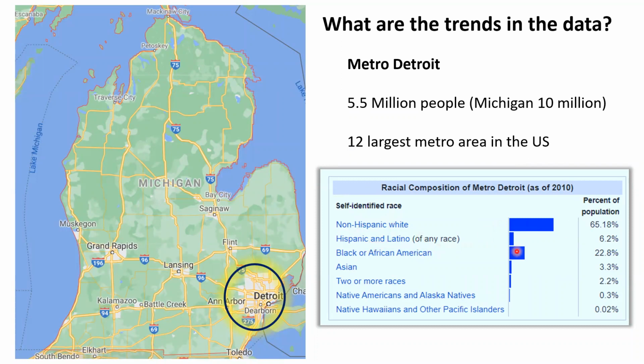Hispanic and Latino population is 6.2%. Black and African American is 22%. So the national average is about 13% for Black or African American. So our population is double the national average here. So there's a lot of diversity here, and that's why we're going to go through it. This is really representative of the nation, this small area.